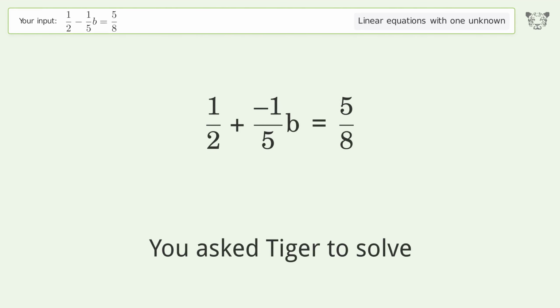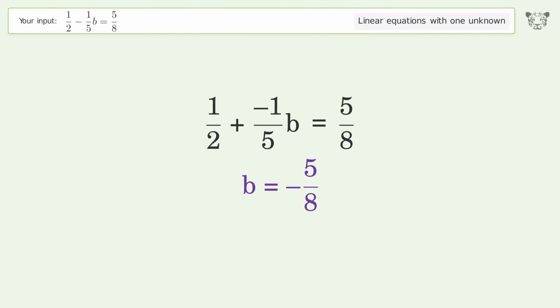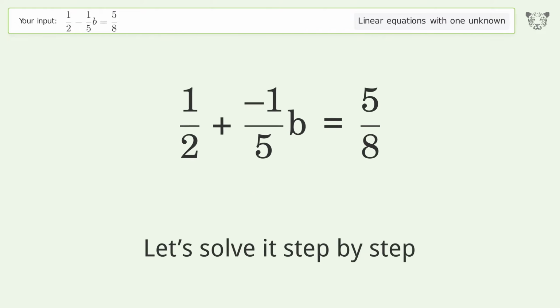You ask Tiger to solve. This deals with linear equations with one unknown. The final result is b equals -5/8. Let's solve it step by step.